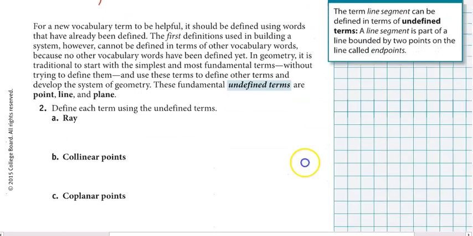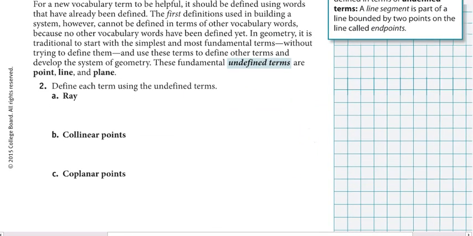So in geometry, we use what's called an axiomatic system. It's called an axiomatic system because we start with a few things that are just given to us. We need to know what these words mean so that we can use them to define other words. So we have a point, line, and plane. Hopefully from your previous geometry courses, you have an idea of what those mean.